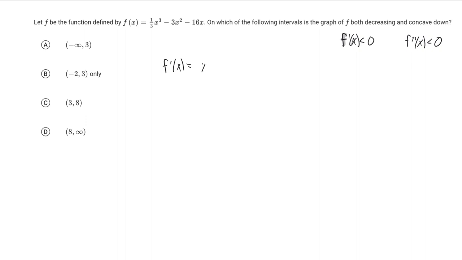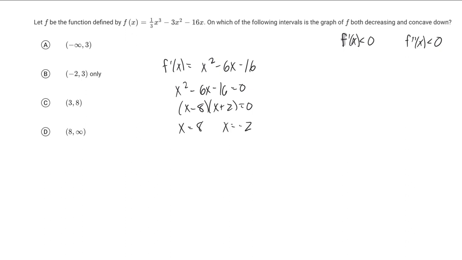It's x squared minus 6x minus 16, and we want to set it equal to 0 first. You can factor it. When we figure out when it's 0, that allows us to make a number line and put our important values on, our critical points, and do a test point in each region.